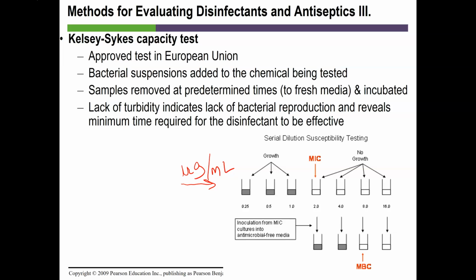Notice you have very high concentrations over at the left. See the number 16? Then you have very low concentrations, 0.25 over on the right. You have different concentrations of your disinfectant from high to low, and you add a small volume of bacteria to all of them. These disinfectants are diluted into a medium, so you just incubate the bacteria and see whether the disinfectant inhibits the growth or not. If it doesn't inhibit the organisms, growth will occur the next day, as indicated by the little gray marks in those tubes.